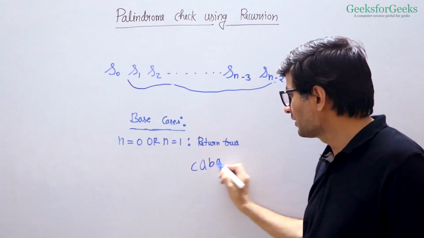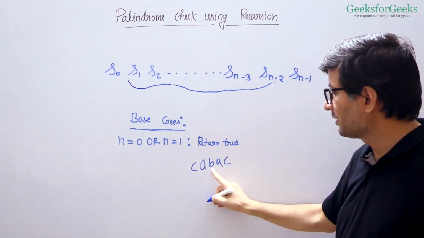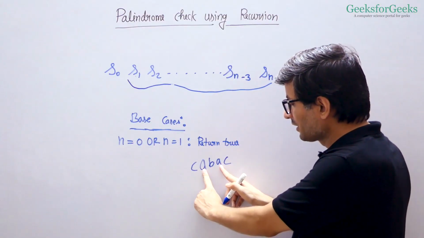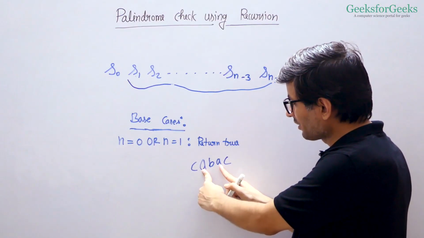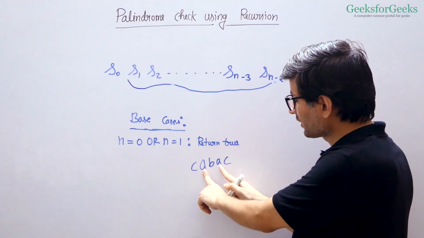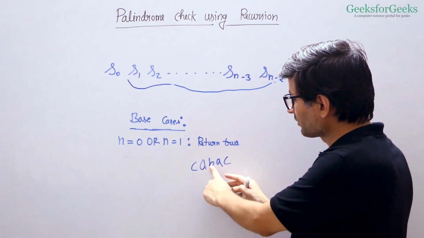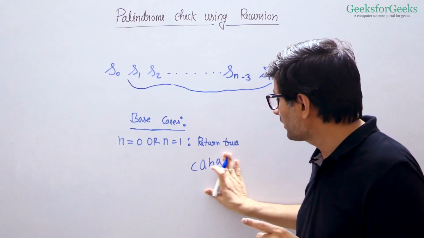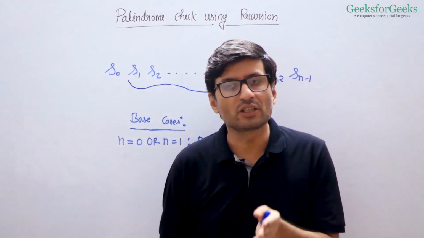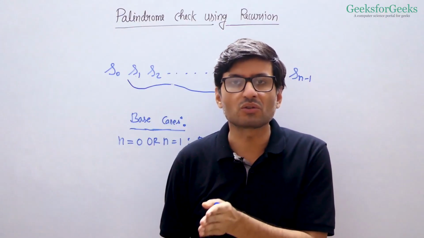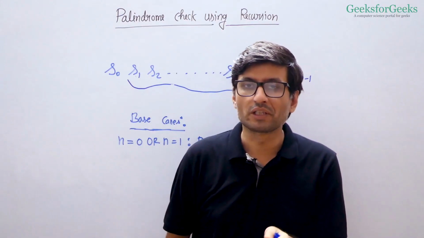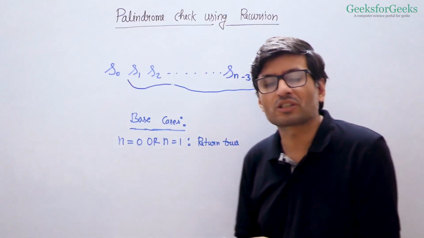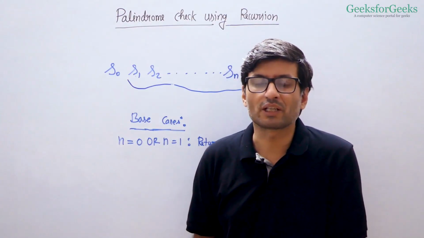Let's talk about bigger odd length strings, say CAB, AC. You will recursively call for this substring. Then you will recursively check whether these two characters are the same or not. And then you will recursively call for this substring, and this substring is of length 1. So you will end up with two corner cases. Either the length of the string becomes 0 or the length becomes 1. And in both these cases, we need to return true. If our string is empty or has one character, then we consider it a palindrome.